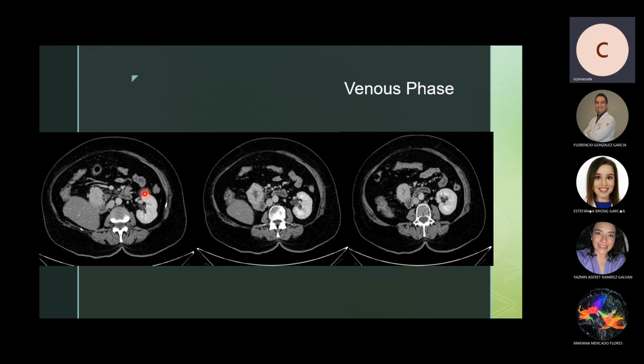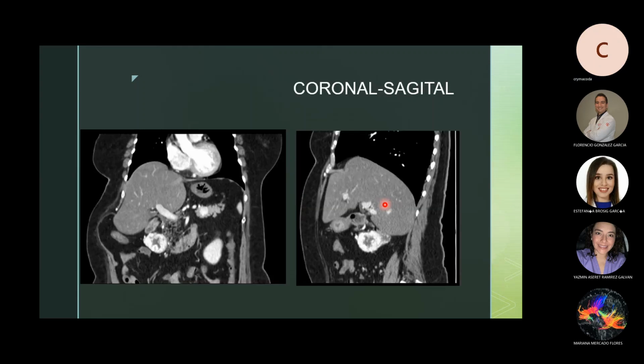In the venous phase, now we have axial images. We found the same lesions, but with less enhancement after administration of contrast material. In these images, in coronal and sagittal view of venous phase, we have the two previously described hypervascular lesions that show evident enhancement after contrast administration, in the tail of the pancreas and the second portion of the duodenum.